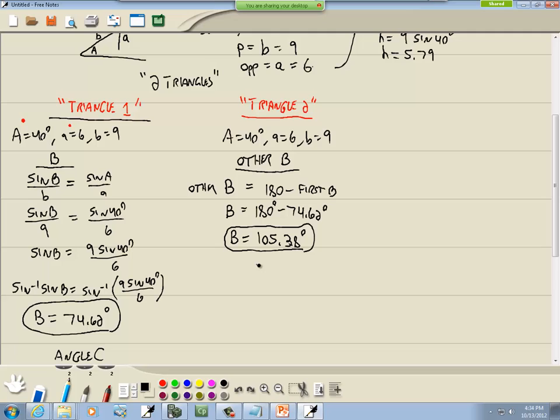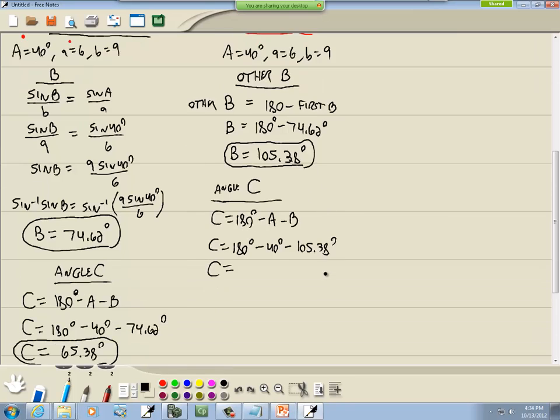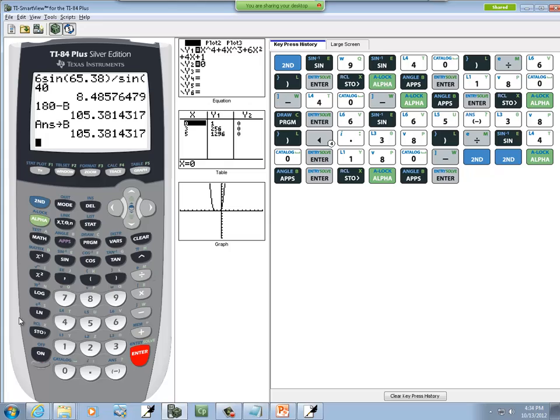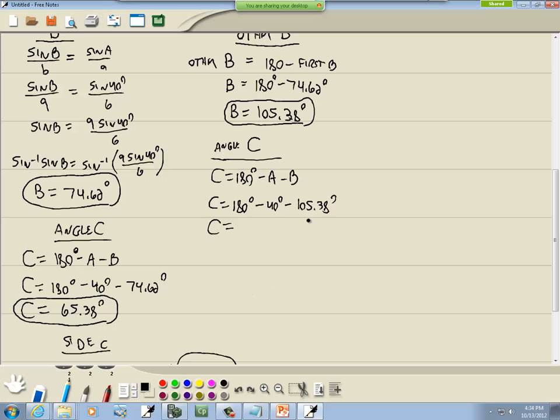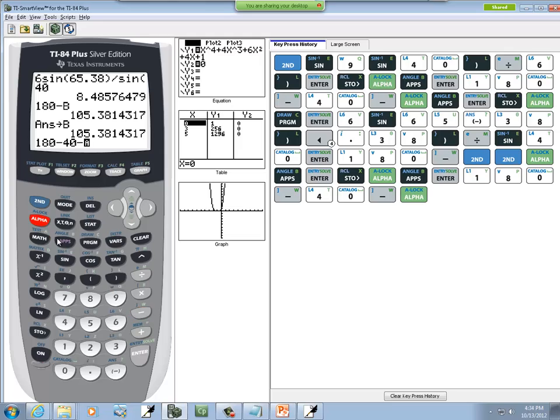Okay, well, the one we're going to find now is angle C. So we're going to have C is equal to 180 minus A minus B. Keep forgetting to put my degrees on those, but you know what I mean. 180 minus A was 40 degrees, and B was 105.38 degrees. Now again, I've got that stored in the calculator, so I'm not going to type in an approximation. So I'll do 180 minus 40 minus, and this is B. So I'm going to do my alpha apps for B and push enter. And I want to round this to 2 decimal places, so I get 34.62.